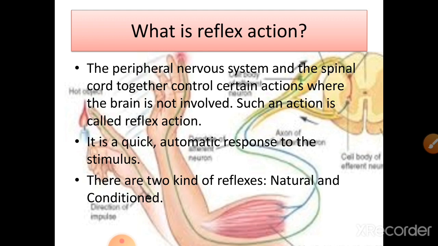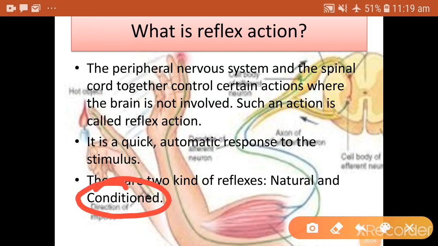There are two kinds of reflexes, natural and conditioned. A natural reflex is the one for which no previous experience or learning is required. It happens naturally, and it is inherited from your parents. Like blinking of the eyes, watering of the eyes, coughing, sneezing. All these are natural. You have not learned them from someone or through experience. This kind of reflex action is known as natural reflex.